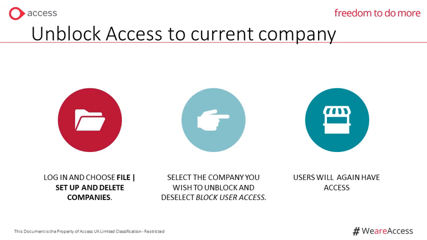When you have finished everything for end of year, don't forget to unblock access to your current company. To unblock user access, log in and choose File, Set up and Delete Companies. Select the company you wish to unblock and deselect Block User Access. Users will again see the company listed on their Open Company screen.